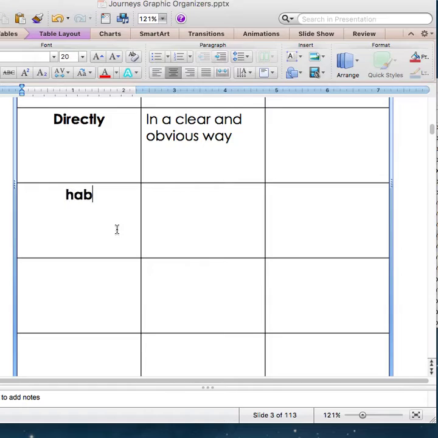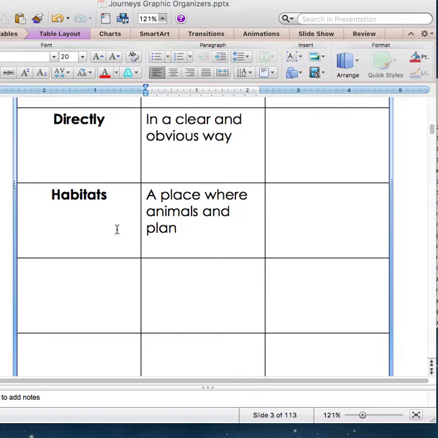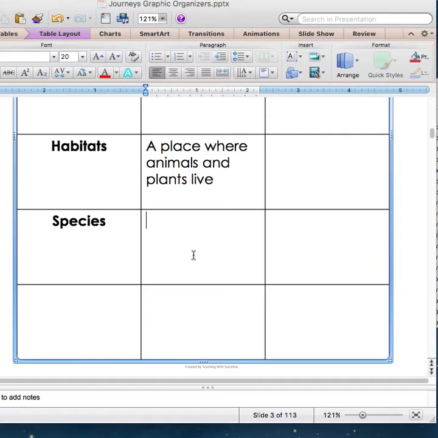Our next word is habitats. This is a place where animals and plants live. There are lots of different types of habitats, so you can draw a picture of a habitat to help you remember this word. Our next word is species.